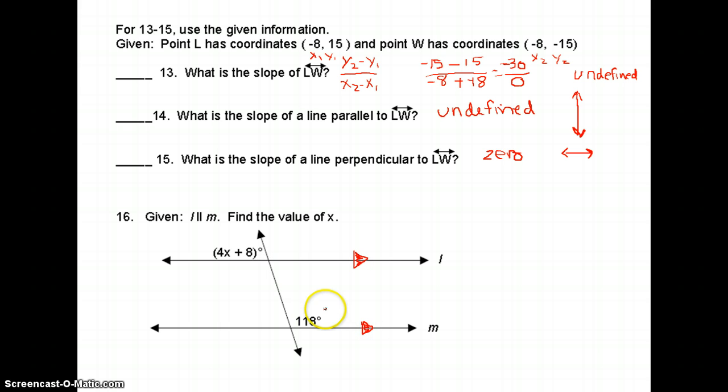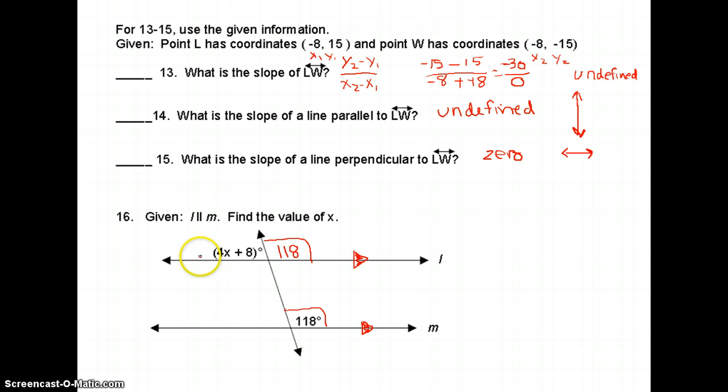Find the value of x. Well, this does not match one of our types of angles that we learned about. So we're going to have to move something so it does line up. So I'm going to take this 118. I know that I can take this one and move it right up here, because those are corresponding angles. So that puts 118 up there.